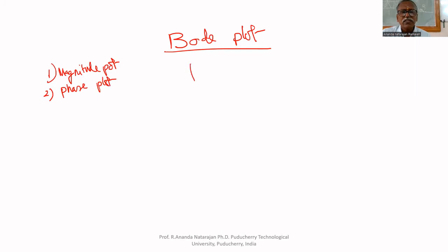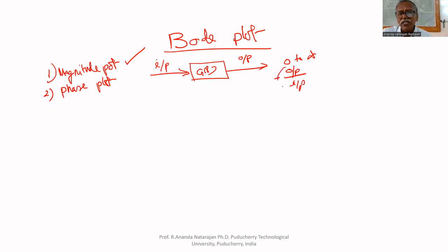We know that for a system G of S, if you give sinusoidal input with variable frequency, the output is also sinusoidal with the same variable frequency. For every frequency, the ratio between output and input magnitude, for varying the frequency from 0 to infinity, is the magnitude plot.